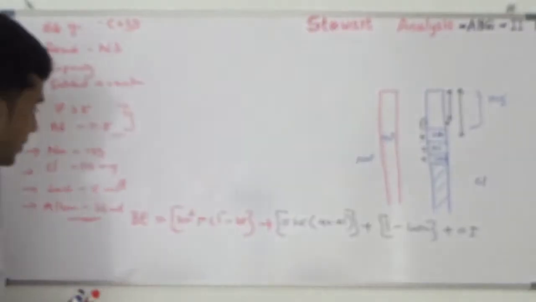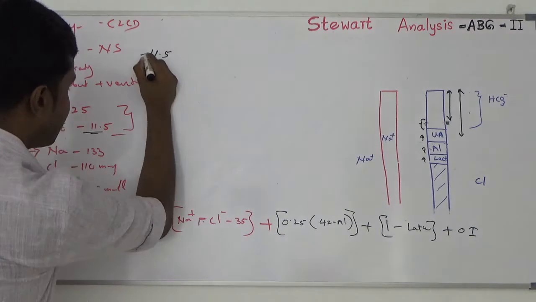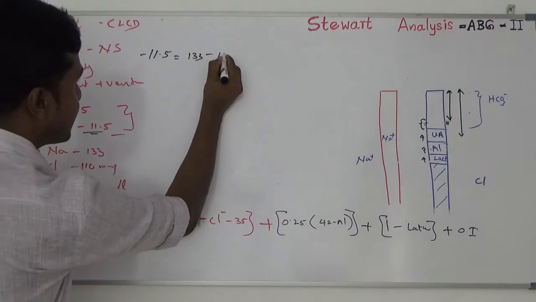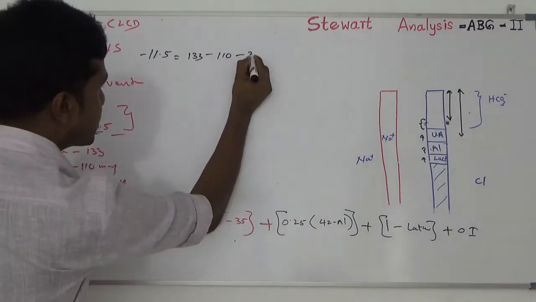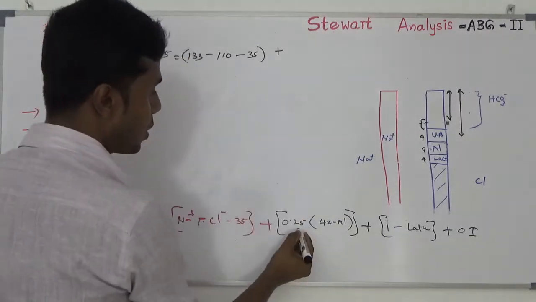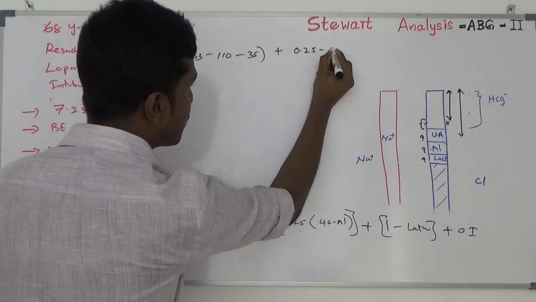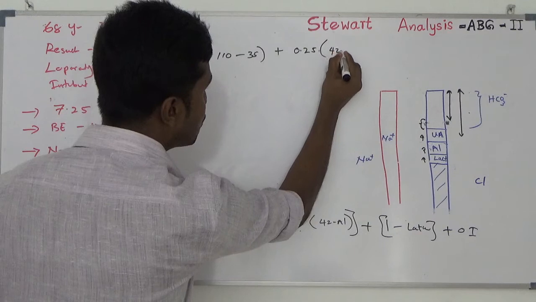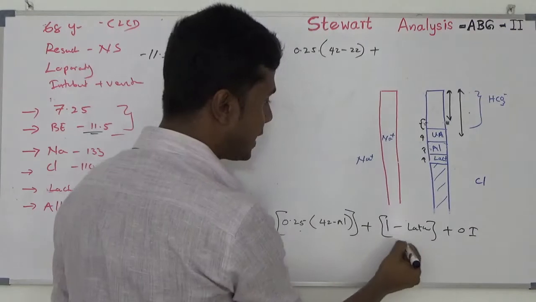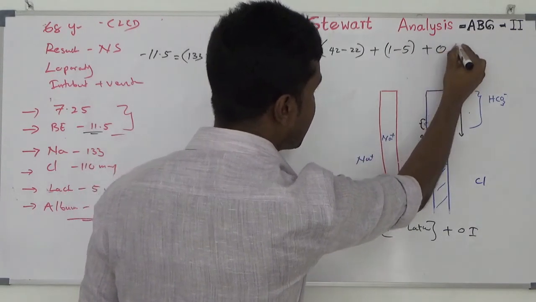Base excess how much? Minus 11.5. Sodium 133, chloride 110, and we have to reduce 35. Plus 0.25 into 42 minus 22 here, plus lactate effect 1 minus 5, plus other ion effect.